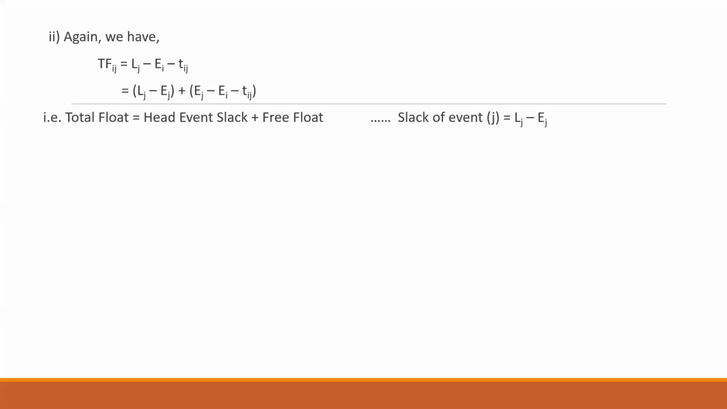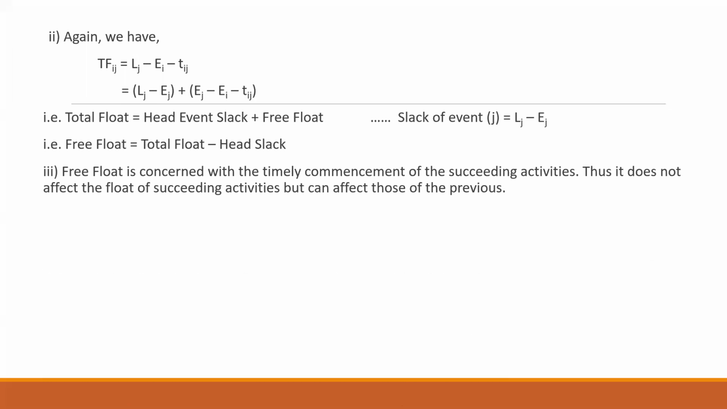So your total float can be written like this. And if I want to express this in free float terms, I can write free float equal to total float minus head slack. Clear? And your head slack is nothing but your Lj minus Ej. I hope you are getting it. Okay, let's go ahead.